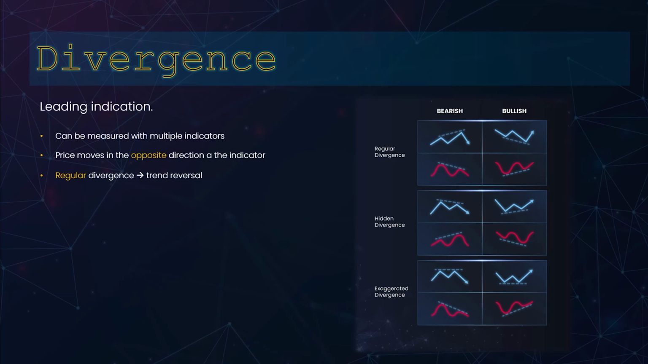Actually, we have three kinds of divergence. Regular divergence means a reversal is likely, while hidden divergence confirms that the trend is likely to continue. Exaggerated divergence is also indicating reversal.